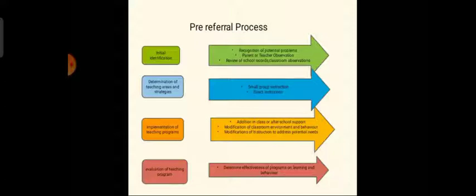The next stage is the determination of teaching areas and strategies. So we have small group instruction and direct instruction. Once all of the relevant information has been collected, the next stage of the pre-referral process, information sharing and team discussion, can begin. In this stage, the team actually meets to begin its review of the information collected to date and to start discussing ideas and interventions, including type and intensity, that may help the student.